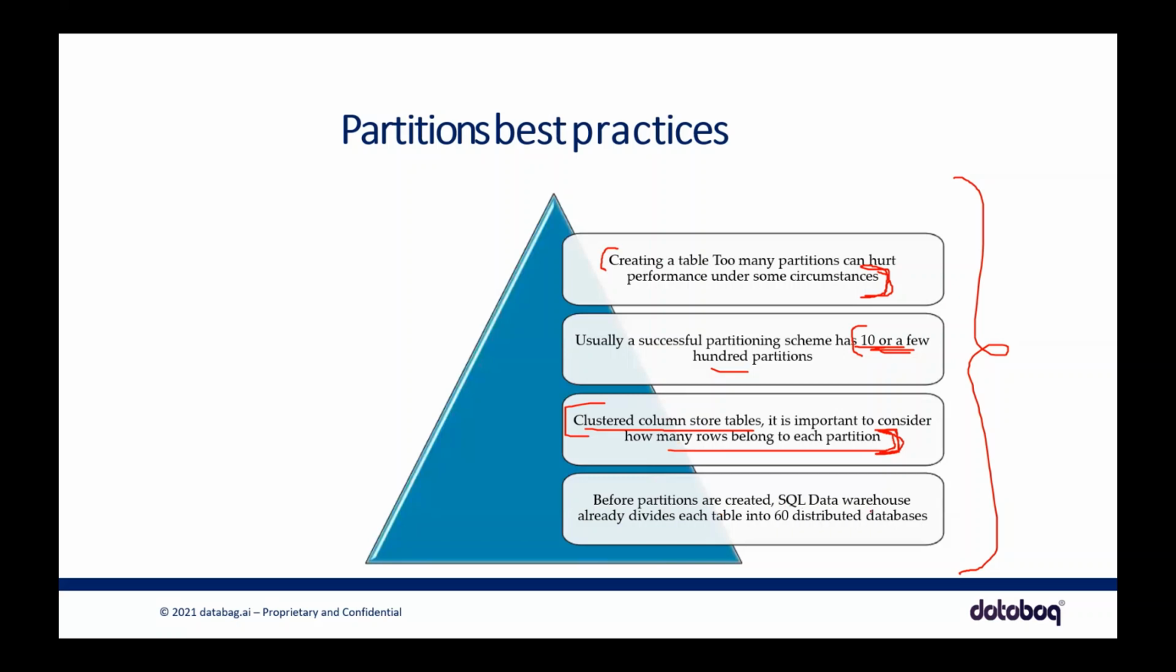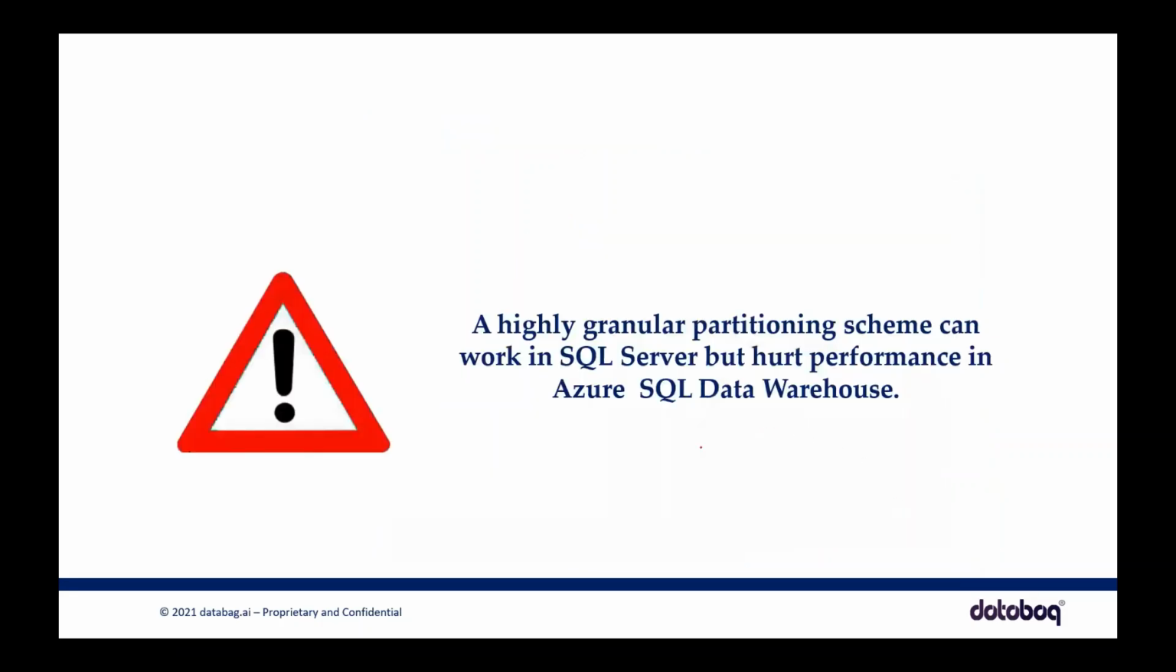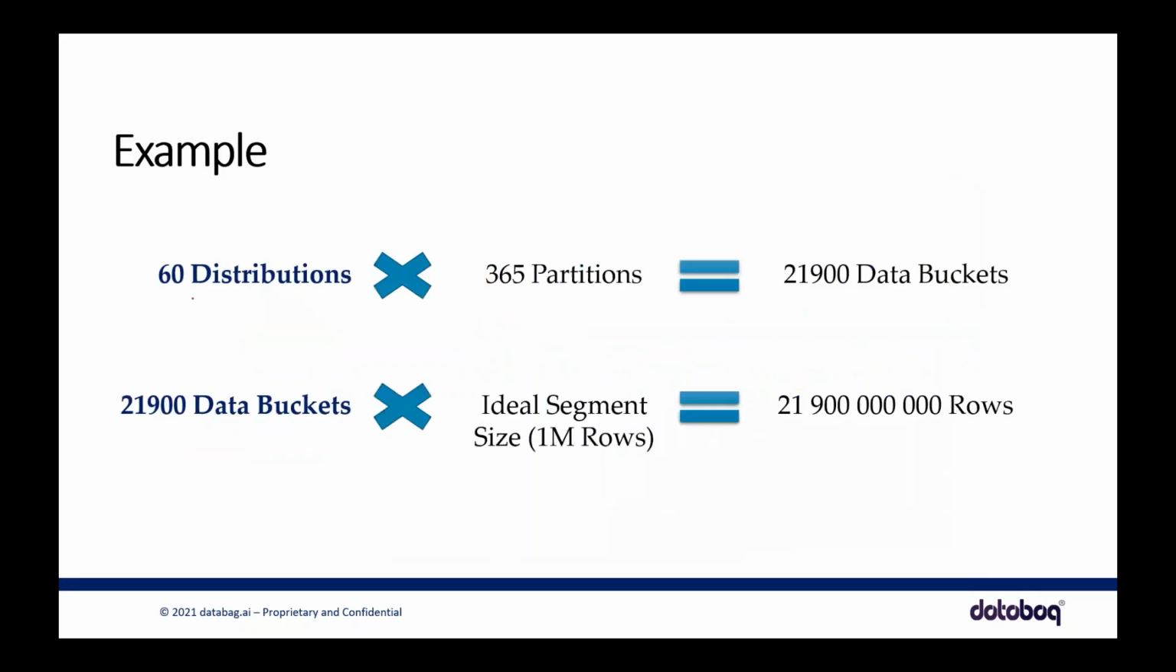Before partitions are created, like I told, by default you will have 60 distributions anyway. So let's say you have a use case where you wanted to create a partition, but you're not getting a partition because you feel that we don't need a partition. Don't worry, you'll have 60 distributions by default from Azure SQL data warehouse. I think this is the example which I wanted to tell. So let's say you have 60 distributions, which is by default, and you have created partitions on day. Year, month, week, day.